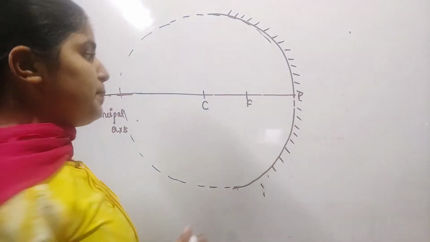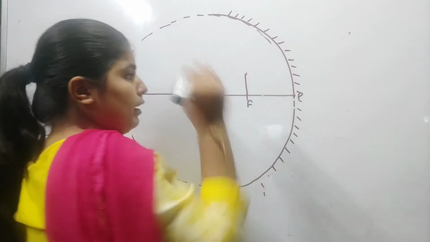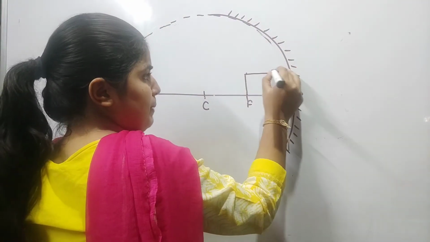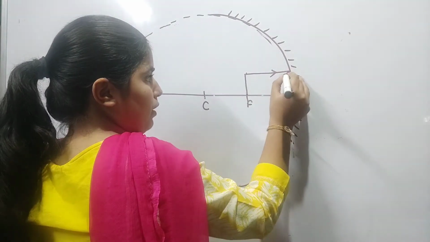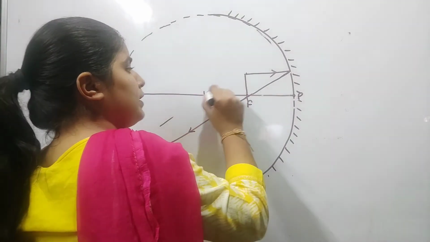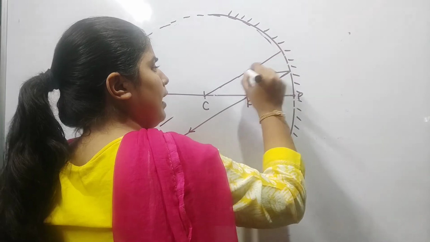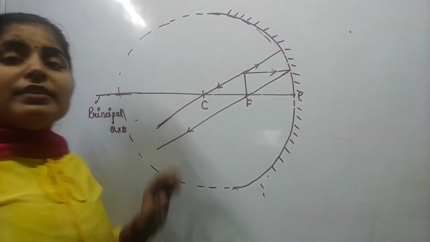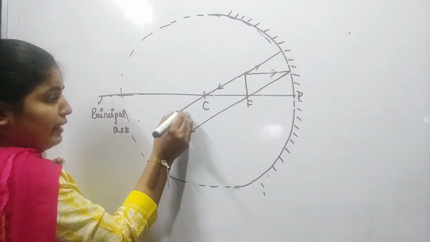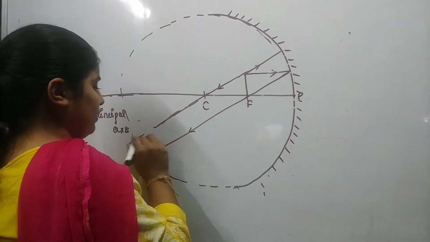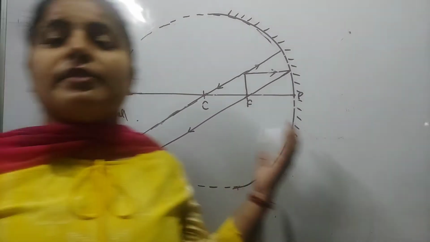Now in the second case, we are discussing when the object is placed at the focus. When the object is placed at the focus of the concave mirror, apply any two rules. First, the ray which is parallel to the principal axis passes through the focus. And the ray passing through the center of curvature will retrace its path. We see that these two reflected rays are parallel to each other, so they will not meet.